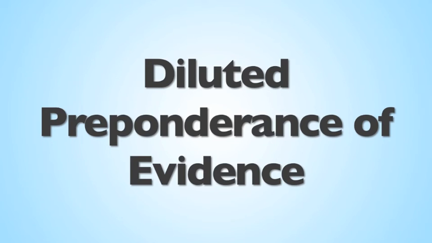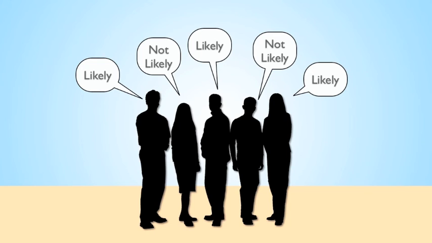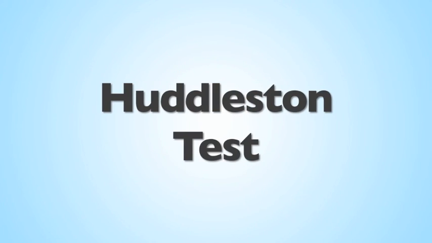The proponent does not have to prove that it's more likely than not that the act occurred and the person did it. No, just that a jury could reasonably find it's more likely than not that the act occurred and the person did it. This test is sometimes called the Huddleston Test, after the U.S. Supreme Court case that clarified that this would be the burden of proof.